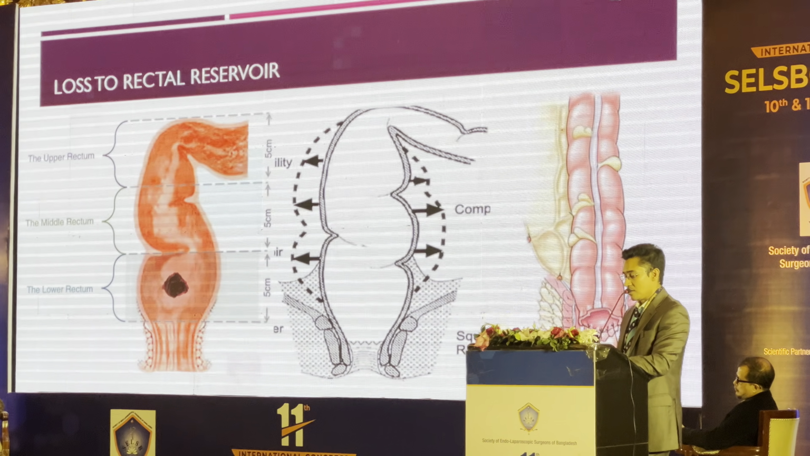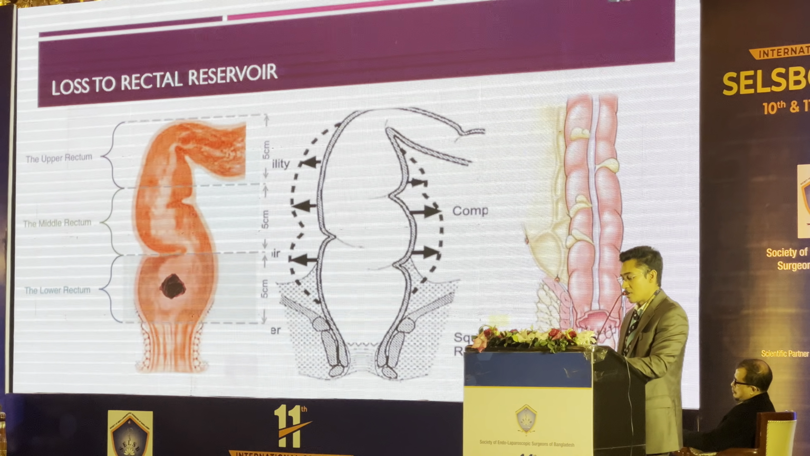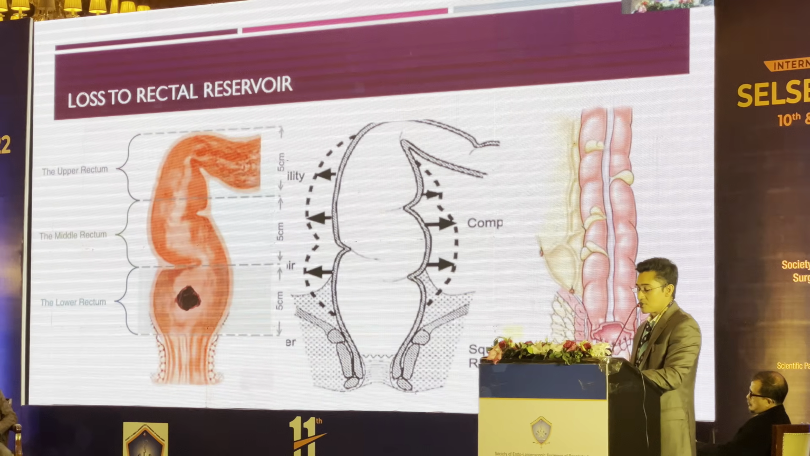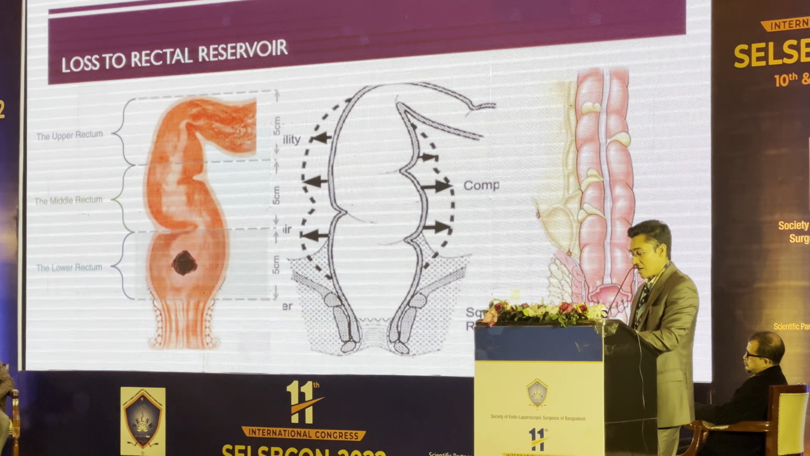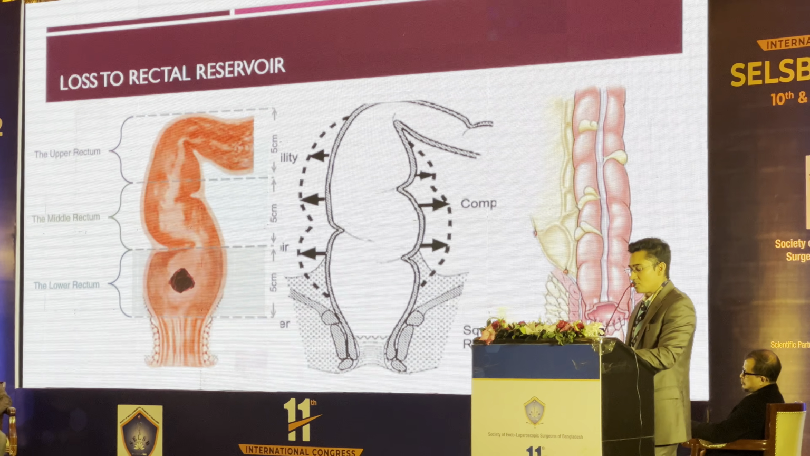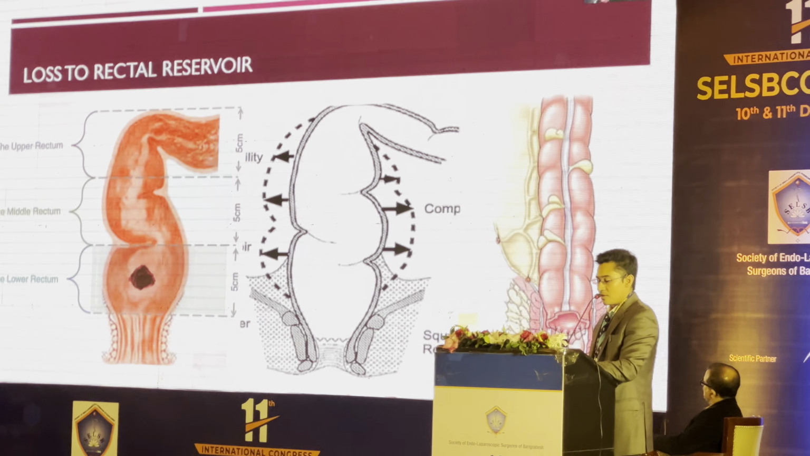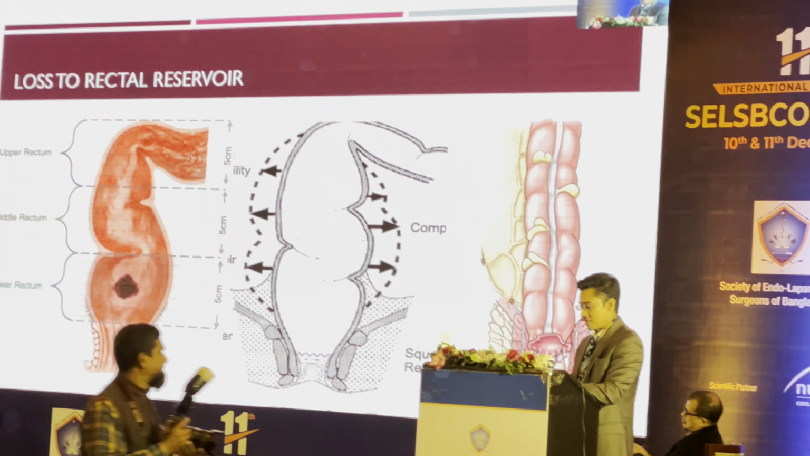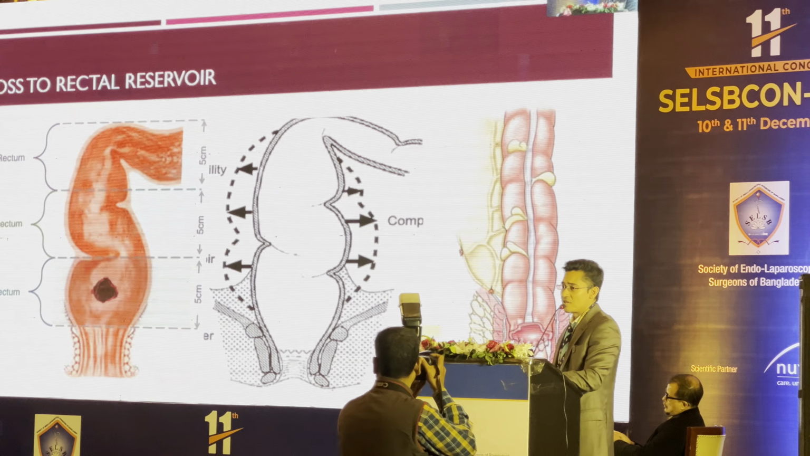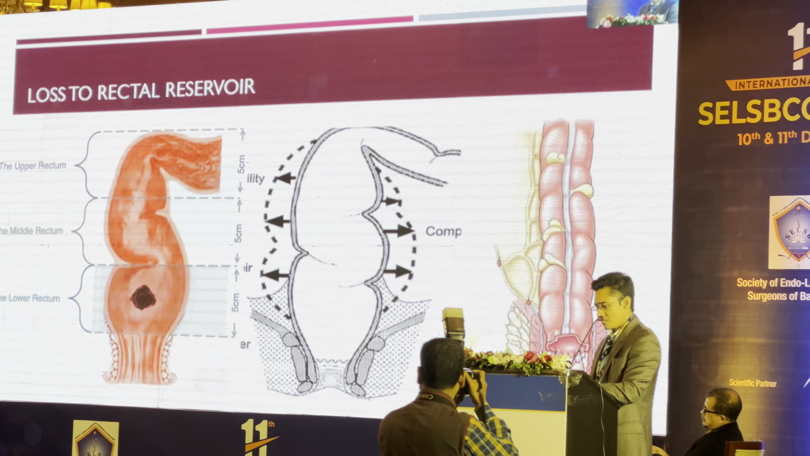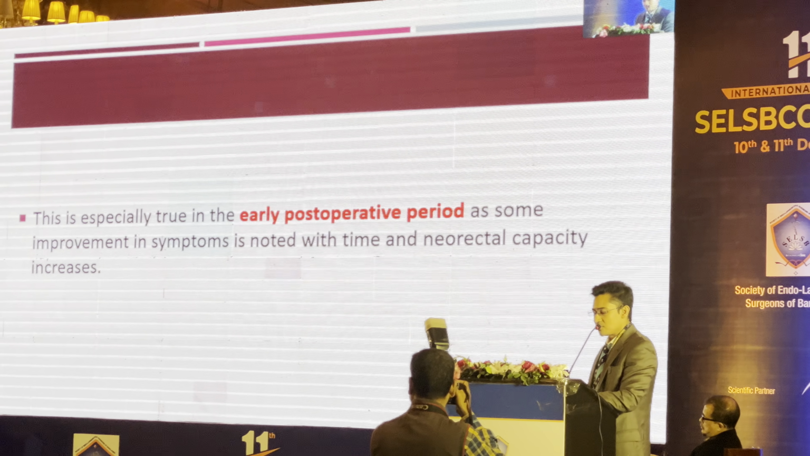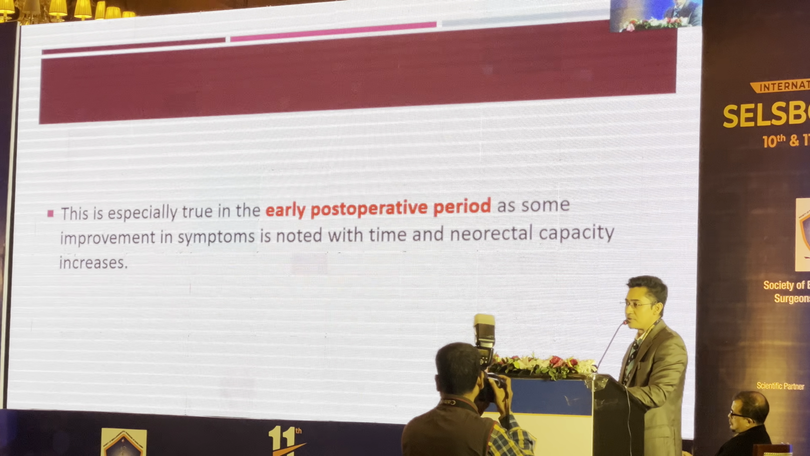Unfortunately, when we anastomose the sigmoid colon, which is also the narrowest part of the colon, after removing the rectum, the new rectum becomes very narrow, and it has very small reservoir capacity. As a result, the patient has repeated bouts of stool. And this is particularly true for the early postoperative period for the patients.